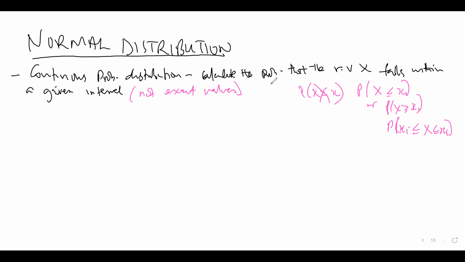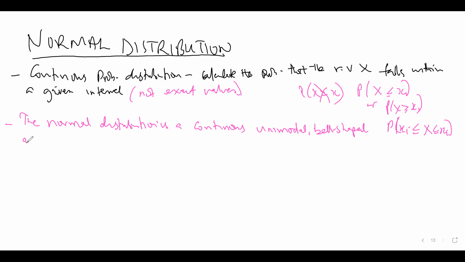Okay, so let's consider the shape. The normal distribution is a continuous, unimodal, bell-shaped and symmetrical distribution.